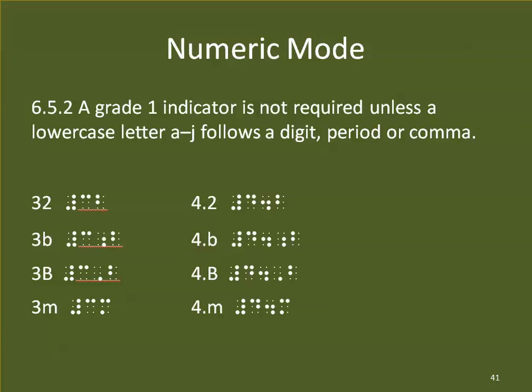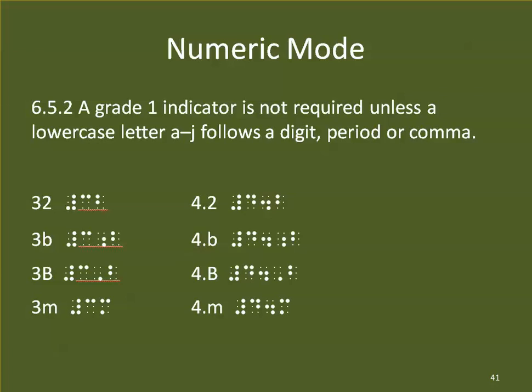Moving to the next column, we have 4.2. The decimal point, or the period as UEB calls it, does not terminate numeric mode, so we read it as 4.2. But if we want it read as 4.B, that decimal point does not terminate numeric mode, so we need to actually terminate it with the grade 1 indicator in front of it. So we read it as B and not the number 2.